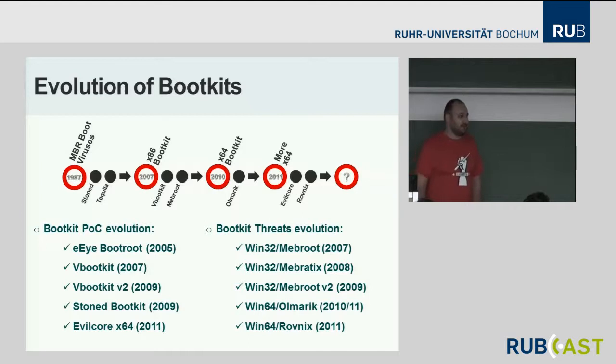Okay. It's a historical picture of the evolution of rootkits. It all started in 1987 with the first boot viruses, some Stoned, Tequila. Next interesting point, in 2007, a company prepared proof of concept code with a boot rootkit, a bootkit. In 2007, we have the first version of Mebroot. It's a really interesting malware with good self-defense, and now they distribute the next version of this malware only for the x86 platform, but it's really difficult to clean because it infects system drivers.